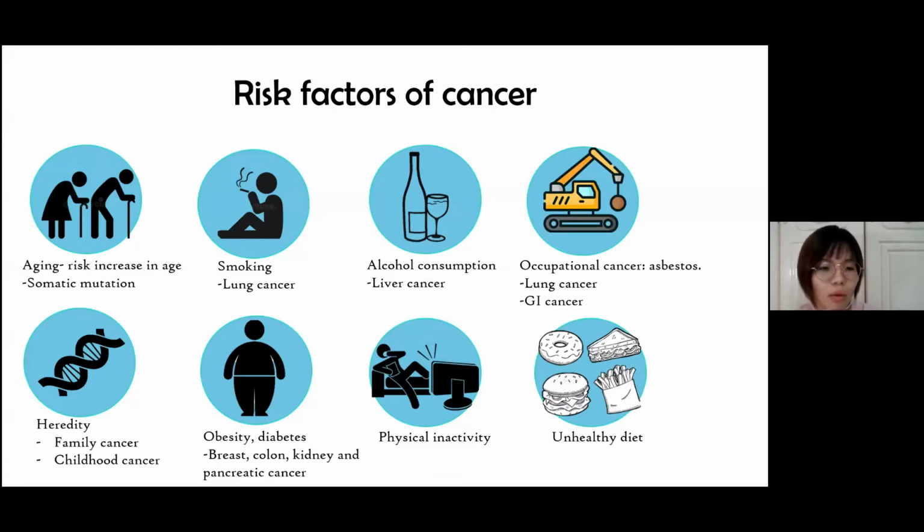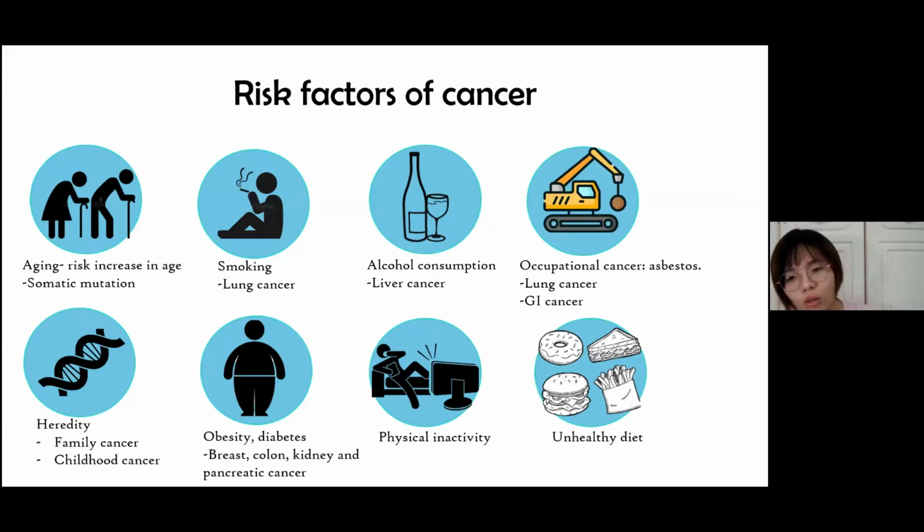Another one is smoking or alcohol consumption. If young people smoke a lot or drink a lot of alcohol, they also tend to have a high chance of lung cancer or liver cancer, because all of this is something like a carcinogen that will cause the cells to mutate very fast.